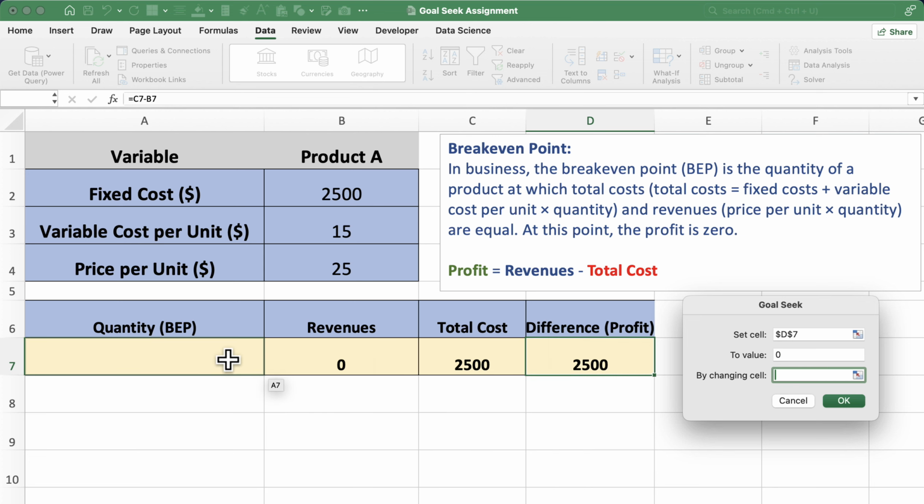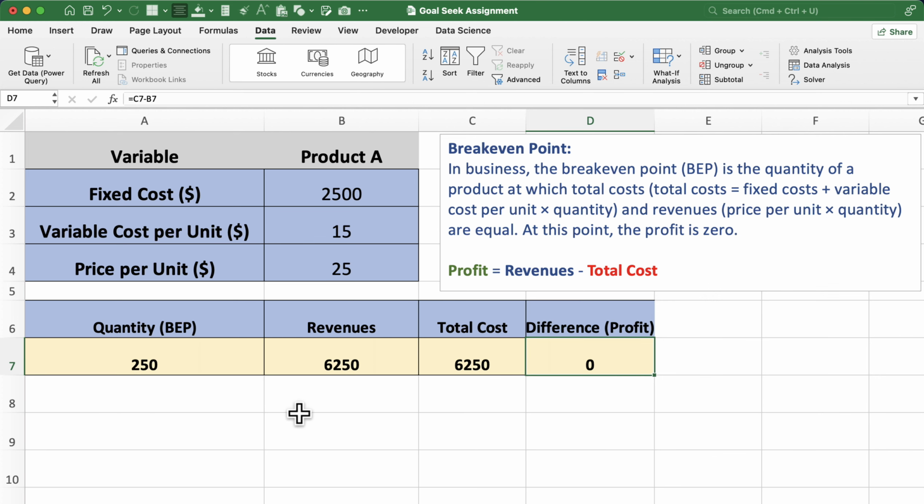Select this cell. When I click on OK, a number of changes will happen. First thing, a quantity will appear here that will represent break-even point. Second thing is that a quantity will also appear here, a revenue, and this difference will become 0. Click on OK, and this shows that break-even point is 250.